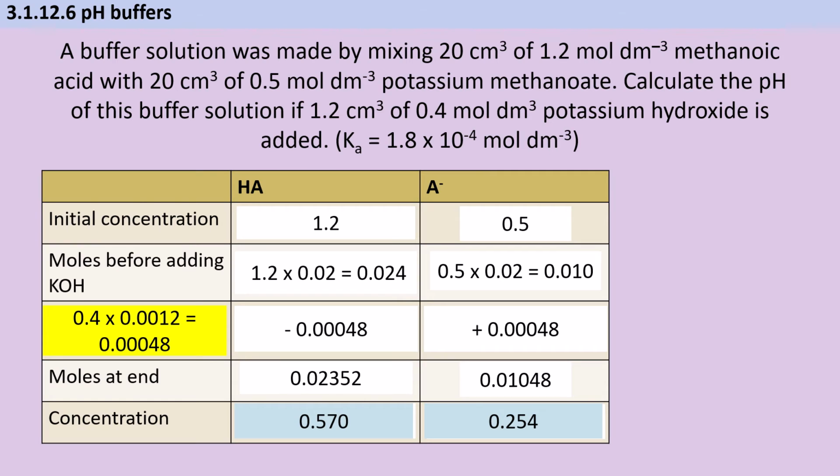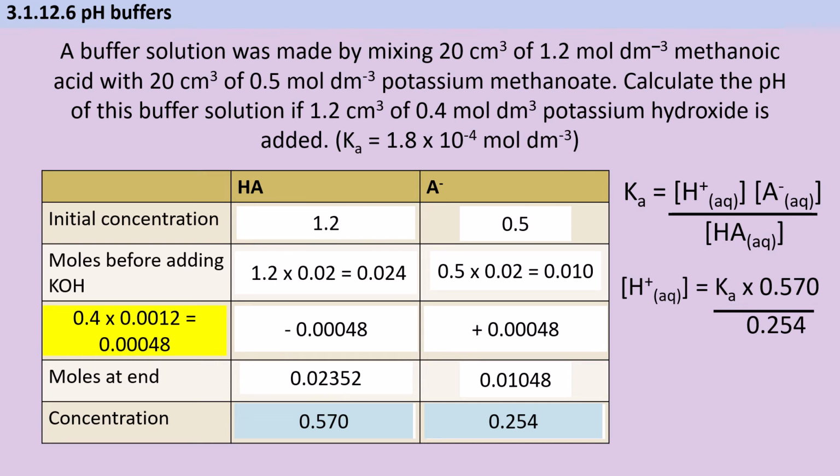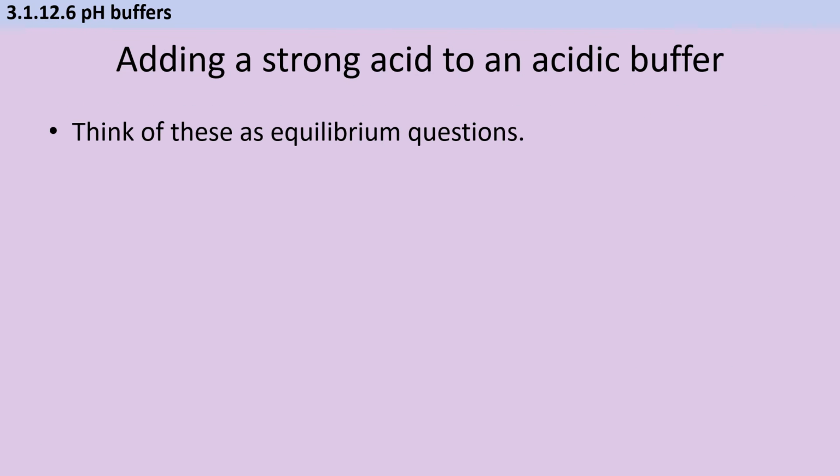So these are now going to be substituted back into my Ka expression. Again, we rearrange that, and then we put that hydrogen ion concentration into the pH calculation, and we get a pH of 3.40.